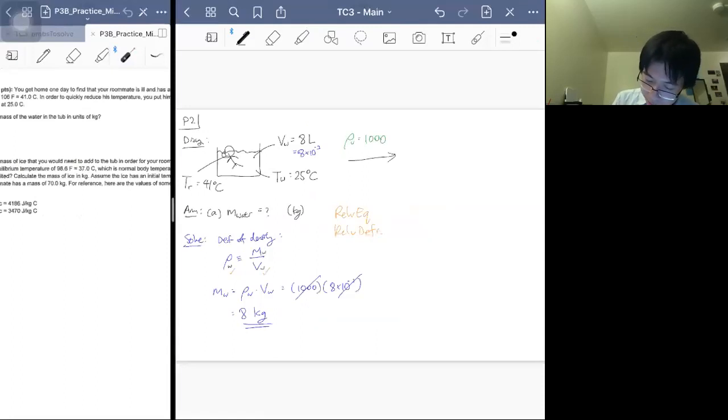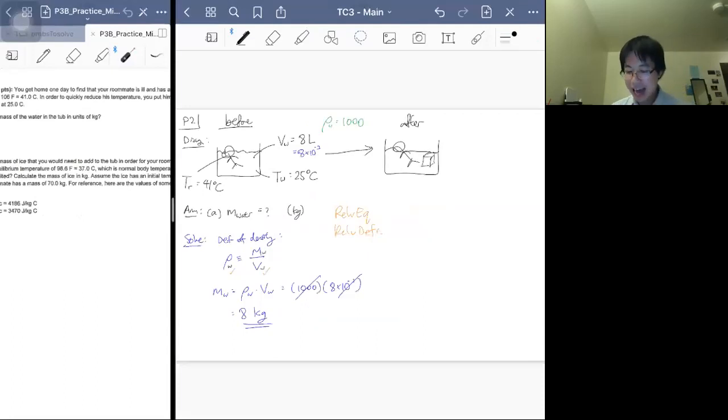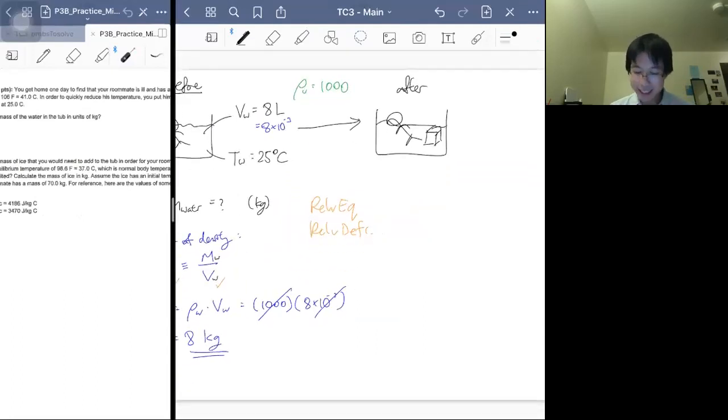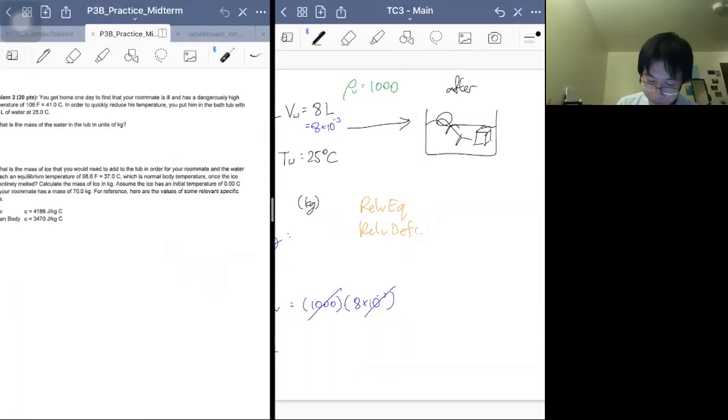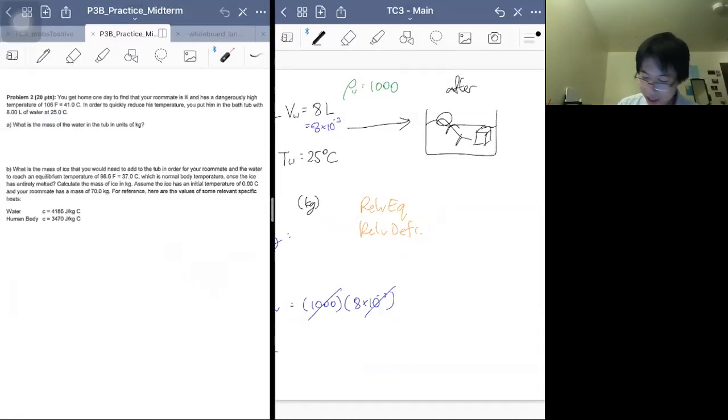So this whole thing is now a before and after, right? I'm adding ice. I could have drawn more ice cubes, but I just need something symbolic to capture what I made over here. So I won't be drawing things very realistically, as long as I can capture the fact that I've added ice. Okay, and then in order for the roommate and the water to reach an equilibrium. Good.